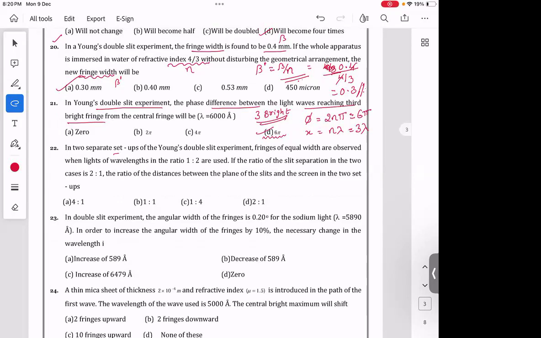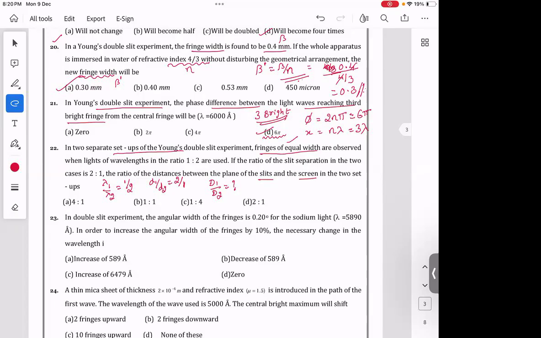In two separate setups of Young's double slit experiment, fringes of equal width are observed. What is the wavelength ratio lambda 1 by lambda 2? It is 1 by 2. Slit separation d1 by d2 is 2 by 1. So what is the ratio of the distance between the slit and the screen? That is D1 by D2.